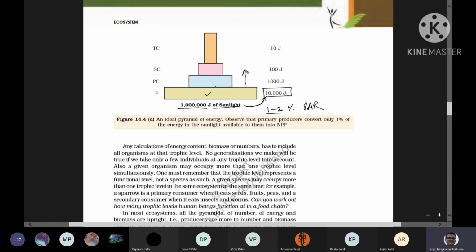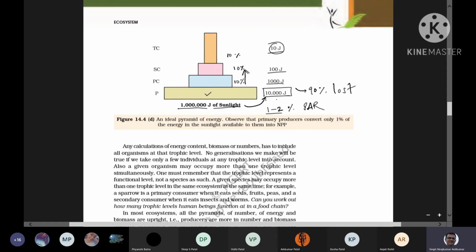Then the producers are eaten by the consumers, so 10% of the energy is transferred. 10% of 10,000 is 1,000, so 1,000 joules have been transferred to the primary consumer and 90% has been lost, in the form of heat, sound, and other forms. Only 10% has been transferred. Here also 10%: 10% of 1,000 is 100 joules, and then 10 joules. So the top consumer gets only 10 joules of energy from the 10,000 joules.